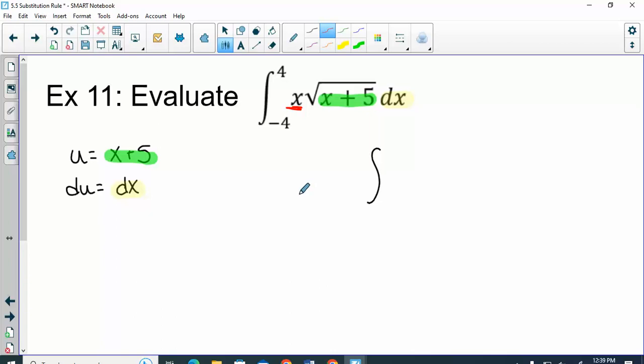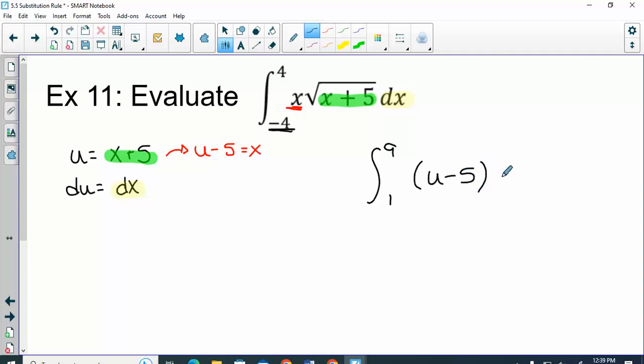We did one yesterday. Solve for the x here. So that means u minus 5 is equal to x. Alright, so if I change my limits, if I put in a -4, -4 is the current x value. So if you put that in for x, -4 plus 5 is 1. If I put in a 4, 4 plus 5 is 9. X gets replaced with what?